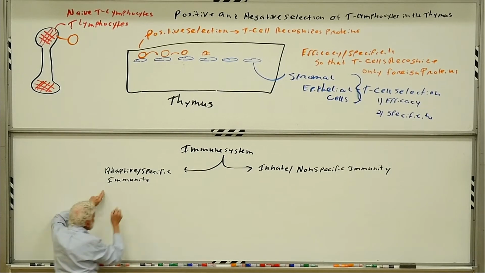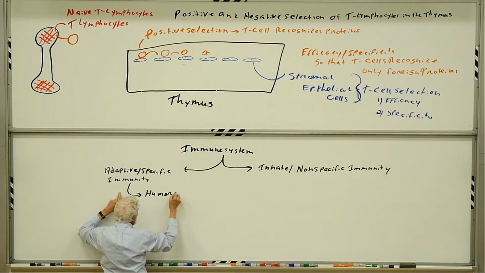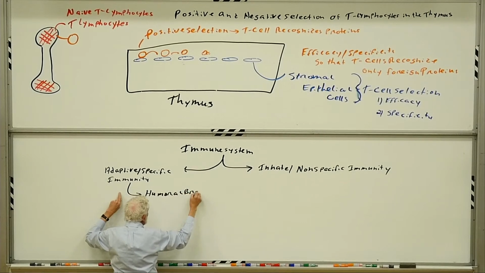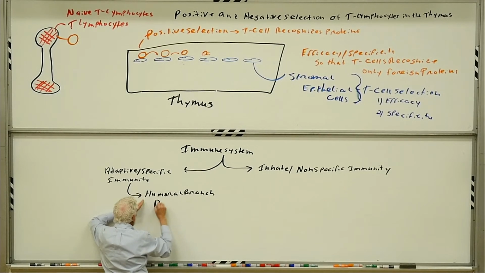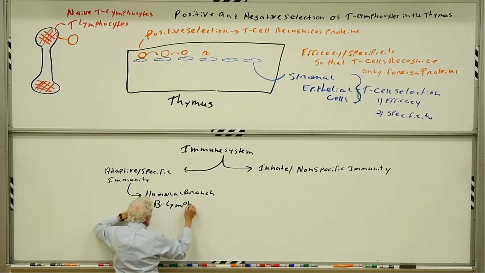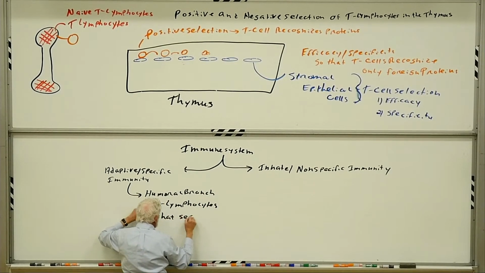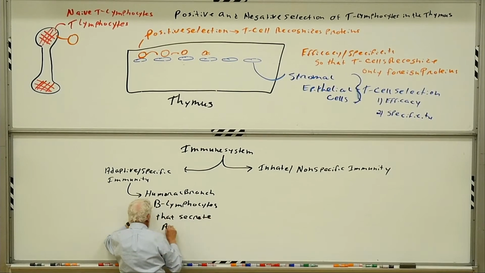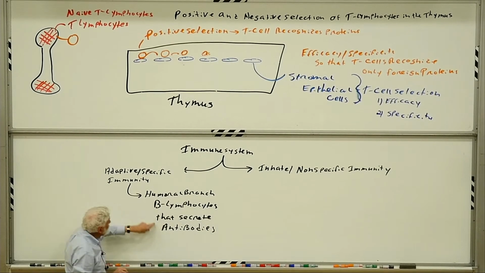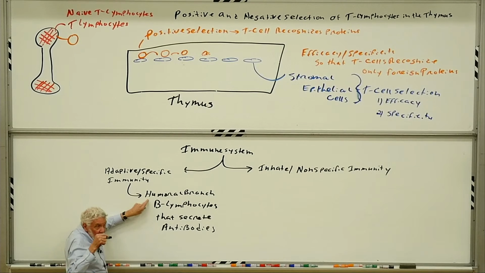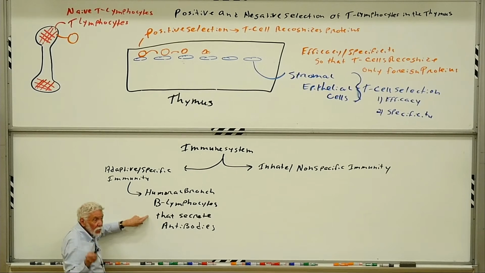This adaptive immune system is going to be further subdivided into a humoral branch. The humoral branch is characterized by B lymphocytes that secrete antibodies. They're secreting antibodies into the humors, into the blood, into the serum, into the extracellular space. So these are whole antibodies being secreted, just dumped out.